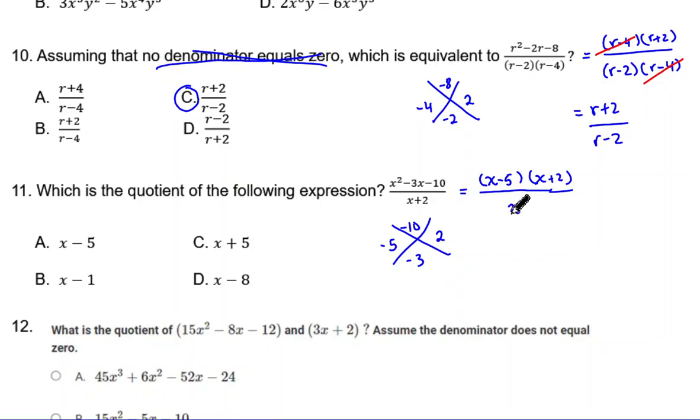And then in the denominator, I have x plus 2. I just bring this part over. And then if you notice, I can go ahead and cancel this out. So all I have left is x minus 5.